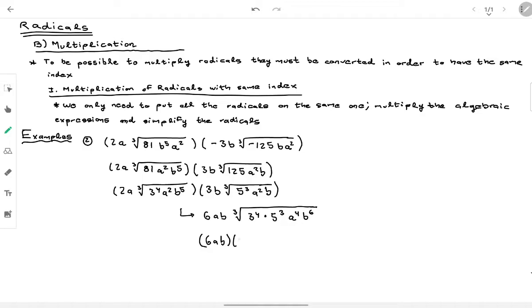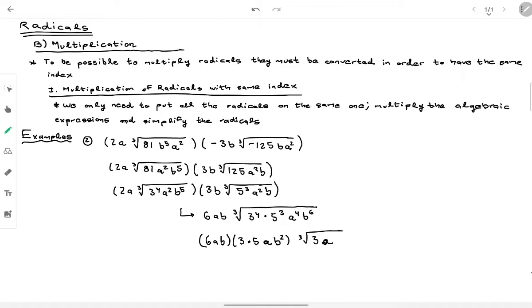The 3 can go outside 1. The 5 can go outside 1 also. The a can go outside 1. The b can go outside 2 because 6 divided by 3 is exactly 2. In the inside part we still have a 3 because 4 divided by 3 is not an exact division, and so we have also an a.